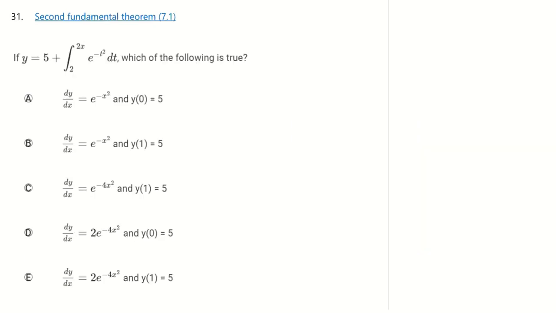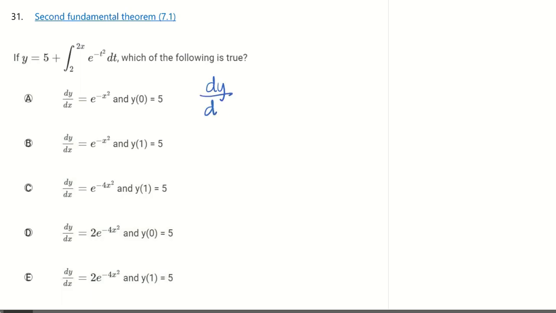Okay, we'll get rid of the calculator. I don't need that anymore. Or not, at least not for this problem. Okay, y equals 5 plus the integral from 2 to 2x of e to the negative t squared. Which of these is true? I think I'm going to start out with the derivative, right? That's why I put this problem on here, because of the second fundamental theorem.